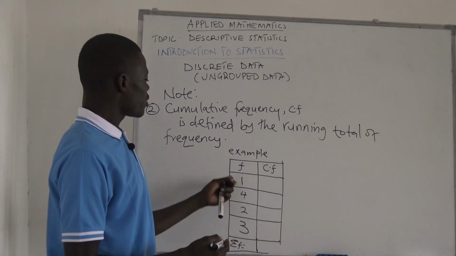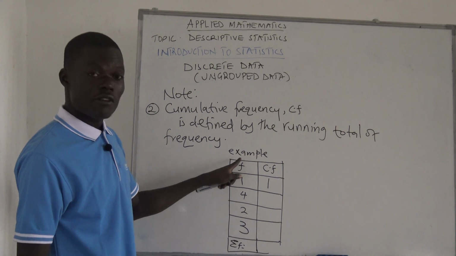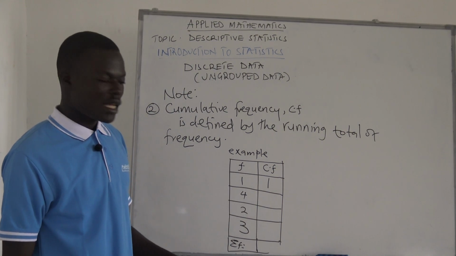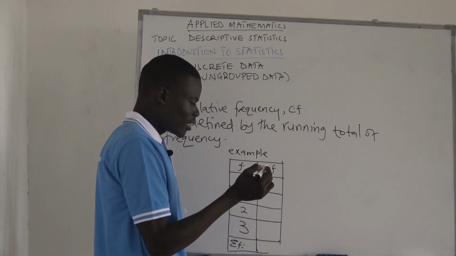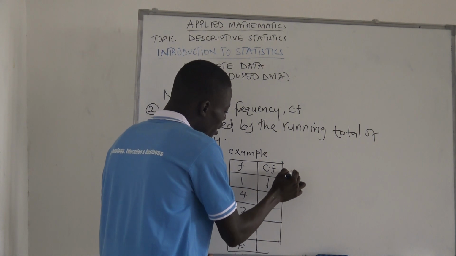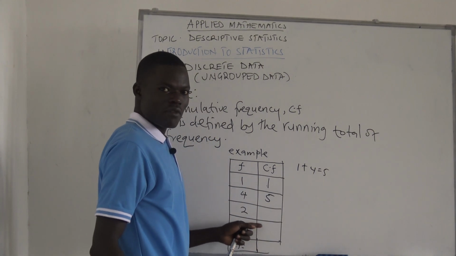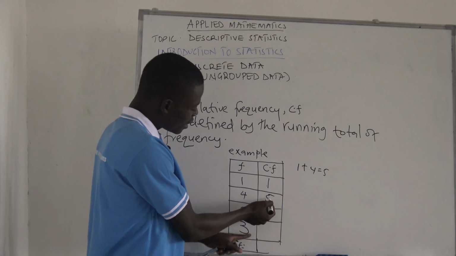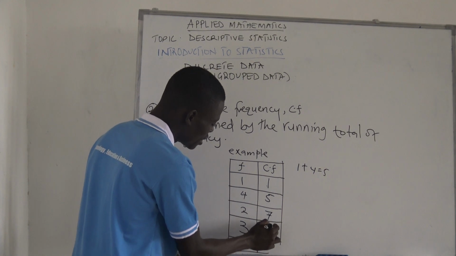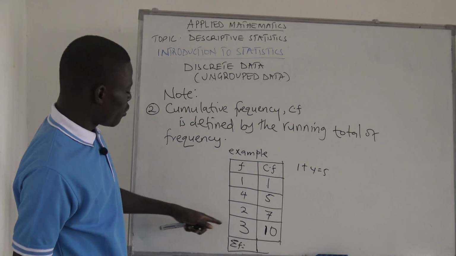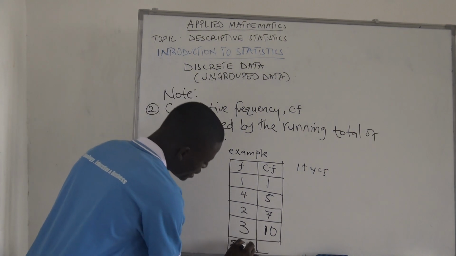The first cumulative frequency is always the first frequency, which is 1. Then the second cumulative frequency is got by 1 plus the second frequency, so 1 plus 4 equals 5. This becomes our second cumulative frequency. To get the third cumulative frequency, we get 5 plus 2, which is 7. And then the last one, we get 7 plus 3, which is 10.